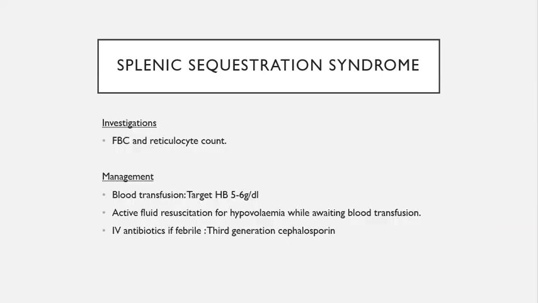Now, when looking at the investigations that may be done, it would be full blood count and a reticulocyte count. The HB will show a drop with a persistent reticulocytosis, and the FBC will show a thrombocytopenia. Regarding the management here, you might want to be a little bit more cautious. So your transfusion target would be about 5 to 6.